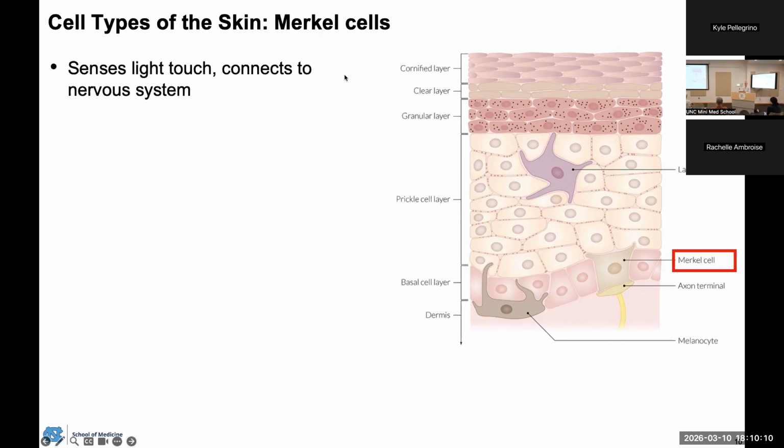There are also things like Merkel cells. So these are one of the sensory cell types that exist within your skin. So there's a lot of different things that we sense, like a deep pressure might be different from a pinprick. These Merkel cells are one of the sensory cells that senses light touch, which are different from ones that sense more like deeper pressure.